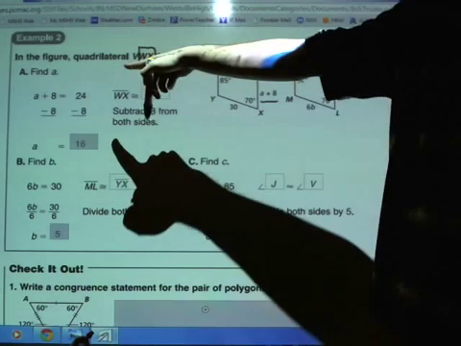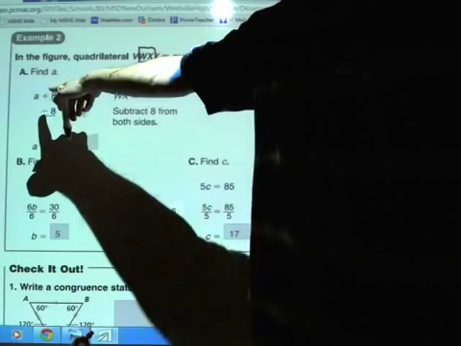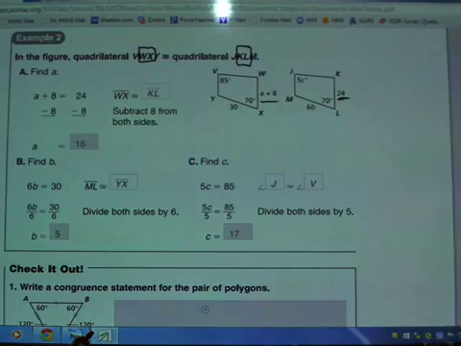So we know that A plus 8 has to be the same as 24, which is why they've written A plus 8 equals 24. Solve the equation, and that's how we'll find A. We knock 8 off both sides, and we find out that A is 16.